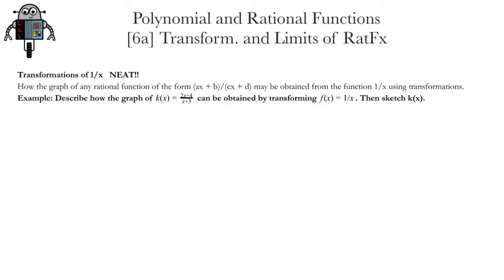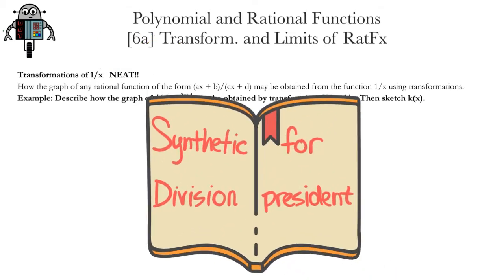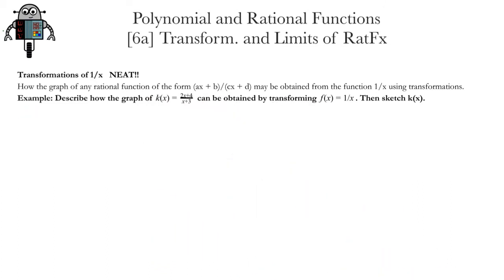Let's continue studying transformations of 1 over x. I personally think what we're about to do is pretty neat. In this example, our rational function is in the form of ax plus b divided by cx plus d, such that a, b, c, and d are real numbers. So identifying the transformations is a little more difficult, but we can use synthetic division to help us. Let's do the example. Describe how the graph of k of x can be obtained by transforming 1 over x. Then sketch k of x.